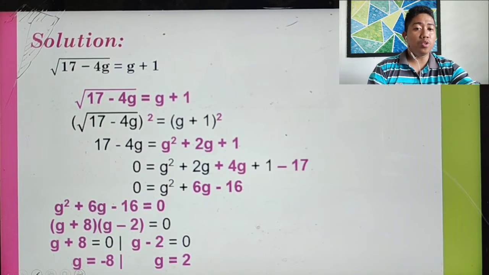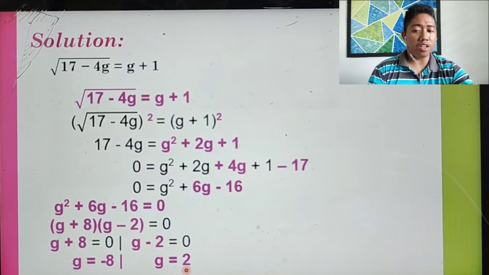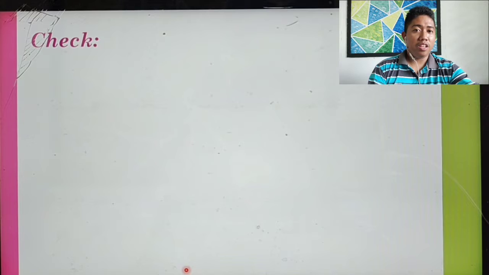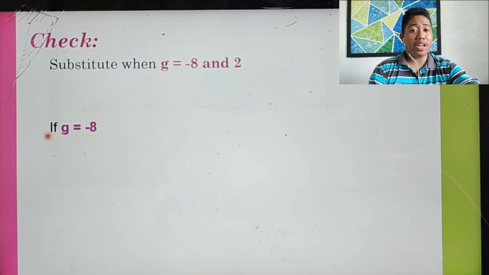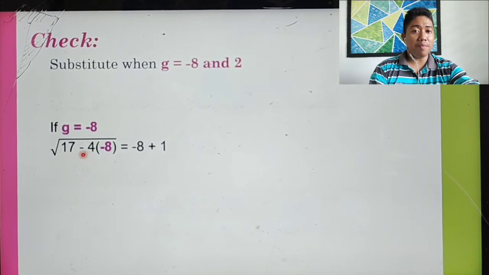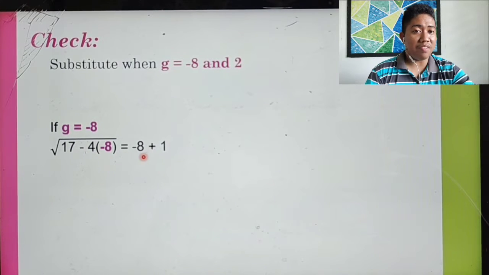So these are the only two solutions: g is equal to negative 8 and g is equal to positive 2. Let's find out if these two solutions are correct. Here is our checking. We need to substitute g equal to negative 8 and 2. Let's start with substituting g equal to negative 8. So it becomes 17 minus 4 times negative 8 equal to negative 8 plus 1.